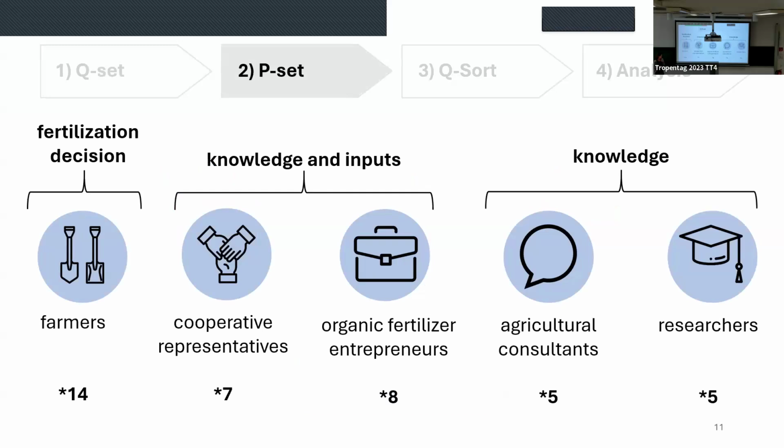I basically selected these groups after their impact on the fertilization decision. So I found some farmers that basically take the fertilization decision. Then I interviewed cooperative representatives and associated people to organic fertilization businesses that supply farmers with knowledge and inputs and therefore influence the decision. And then I also talked to agricultural consultants and researchers which supply farmers with knowledge.